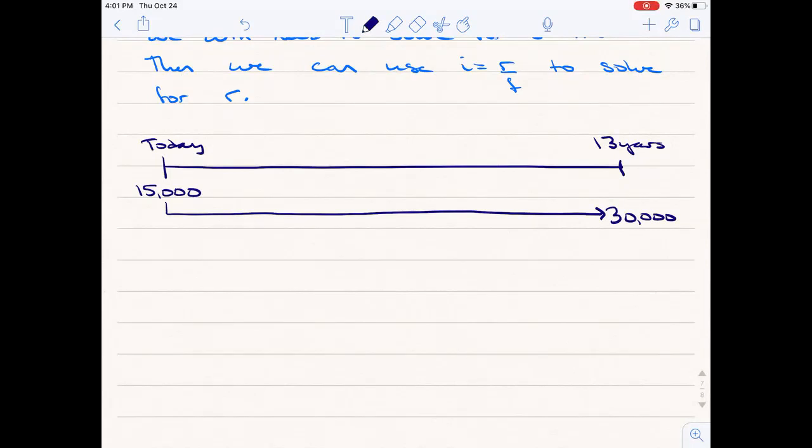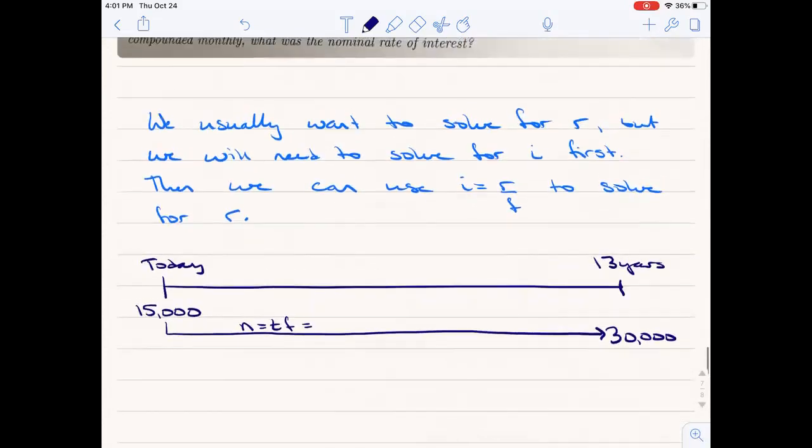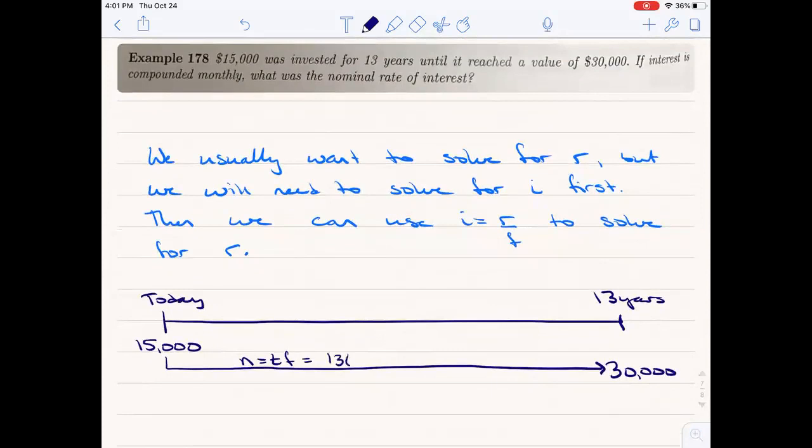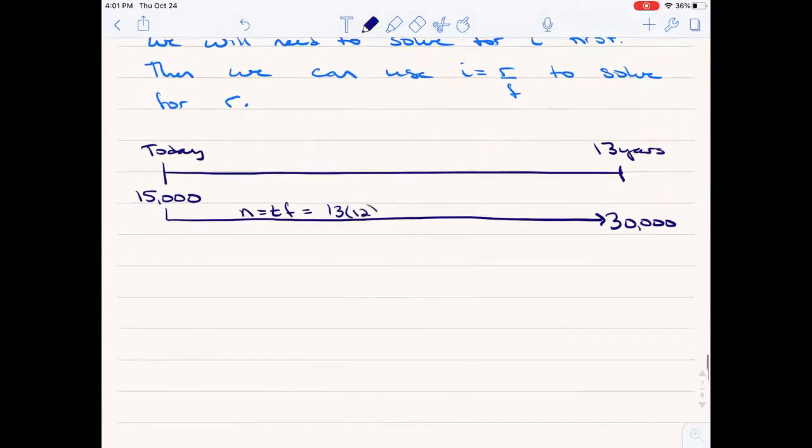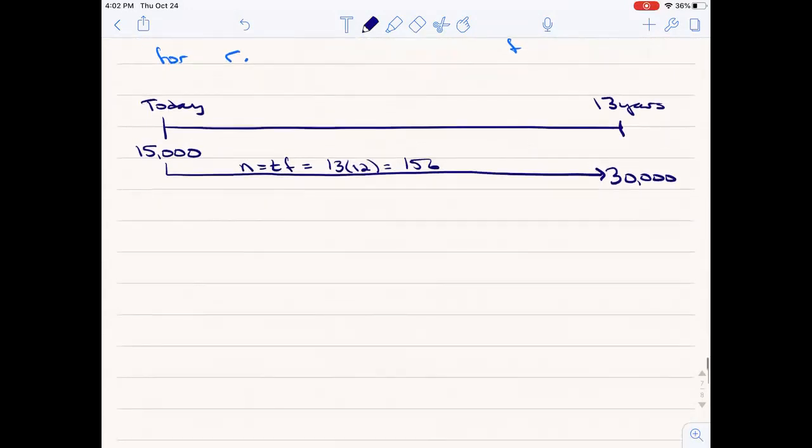On the arrow, right, we do N is time times the frequency. Time is 13 years. And then times the frequency, compounded monthly now, so F is 12. That's a new one. Doesn't change anything, but 13 times 12, nice, 156. And I'll just indicate that we don't know what I is, and that's what we're trying to find.